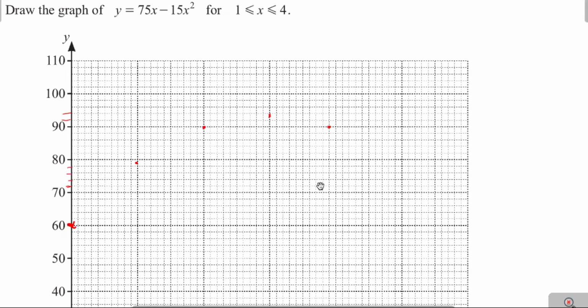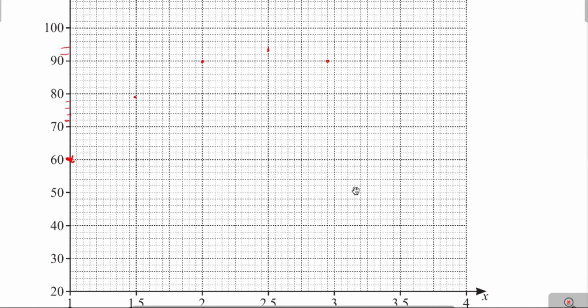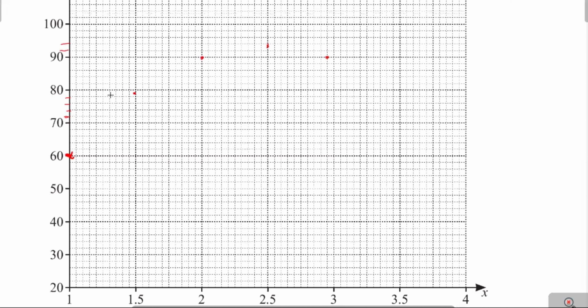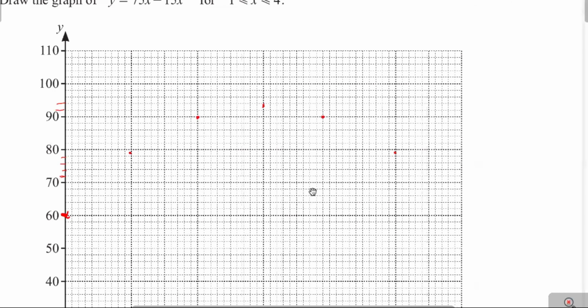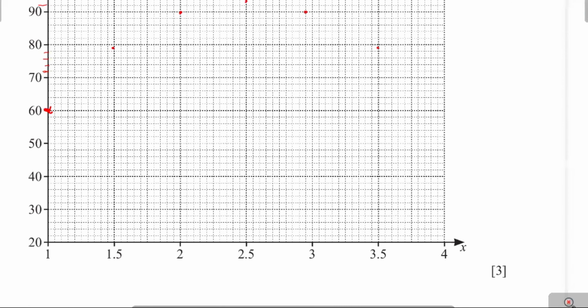And next value you see here is x is 3.5, y is 78.75. 3.5 and 78.75. You see here, we already marked 1.5, the value is 78.75. This value is also 78.75. And next is x is 4, y is 60. We mark x is 4, y is 60.